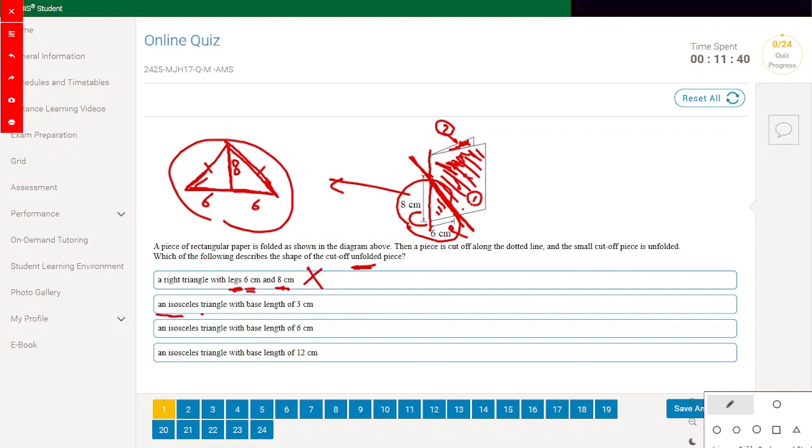Now an isosceles triangle. Yes, this triangle is isosceles with a base length of 3 centimeter. Here, the base length is 12 centimeter. So this is the wrong answer. An isosceles triangle with a base length of 6 centimeter, wrong answer also. An isosceles triangle with a base of length 12 centimeter, this is the right answer because 6 plus 6 will get 12. So the base here is 12 centimeter.